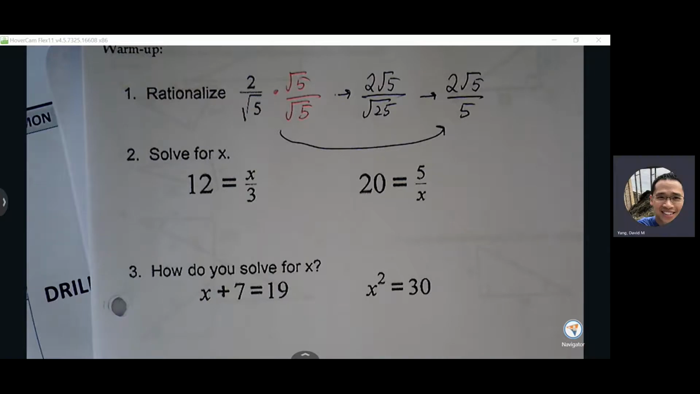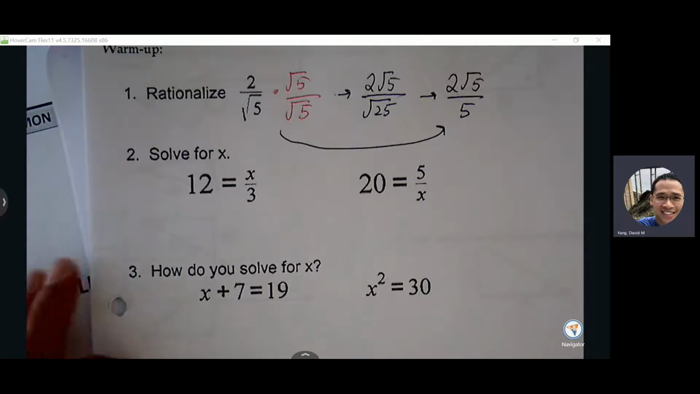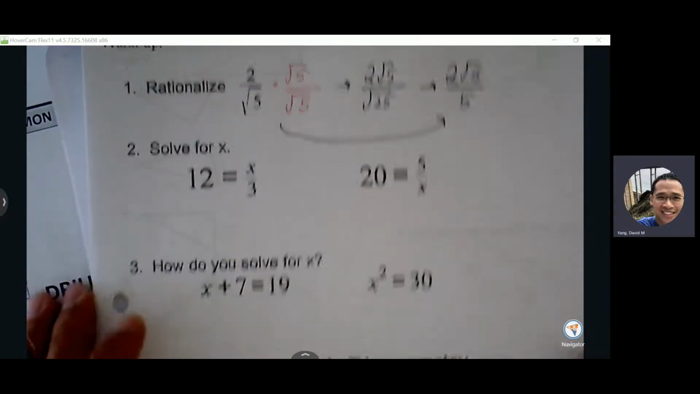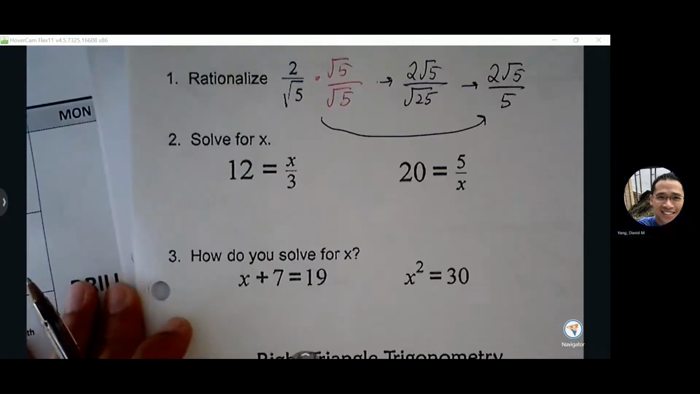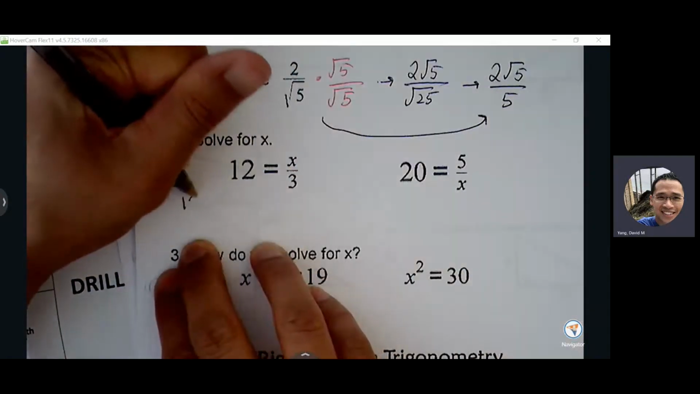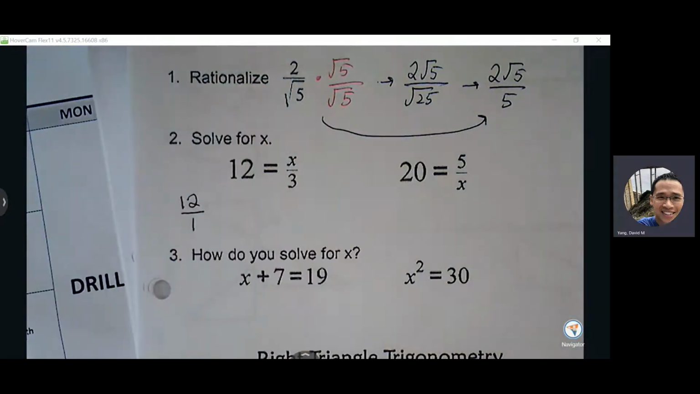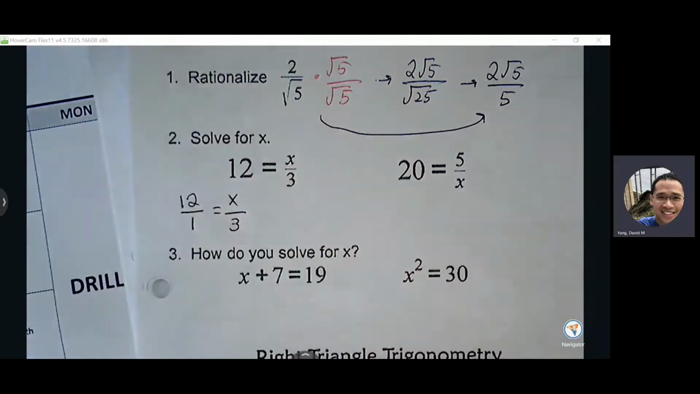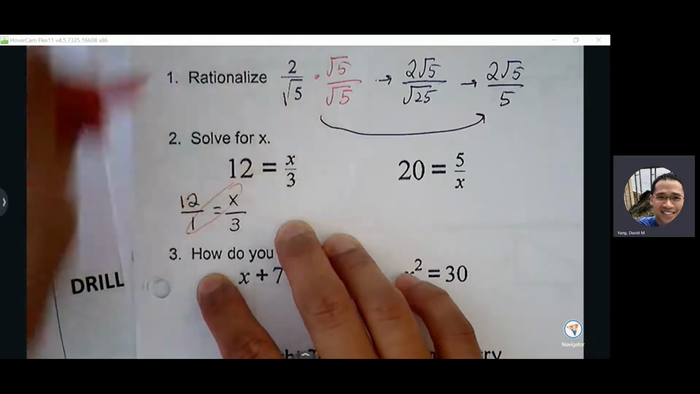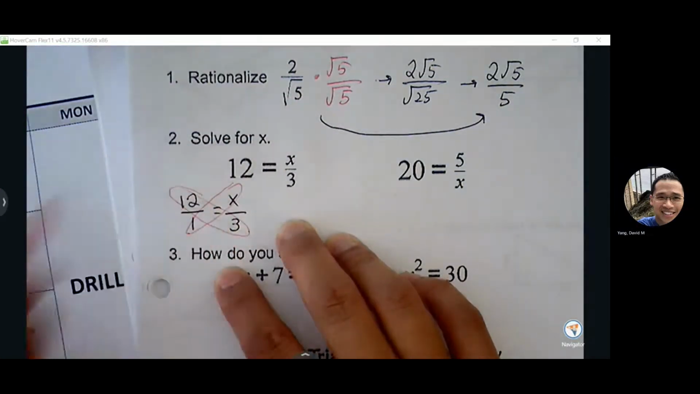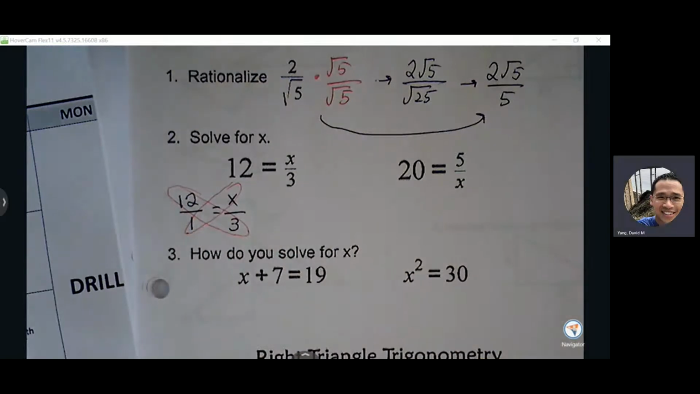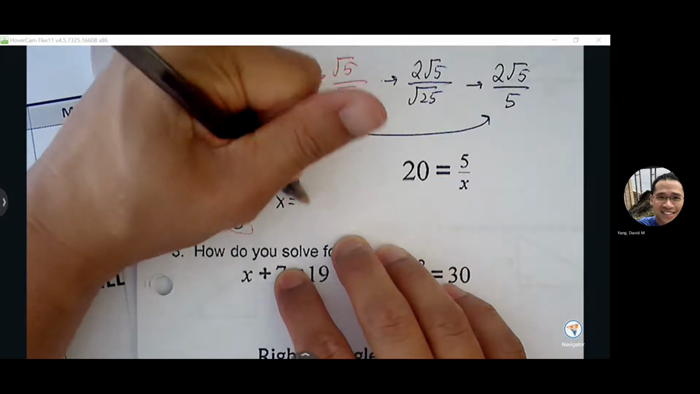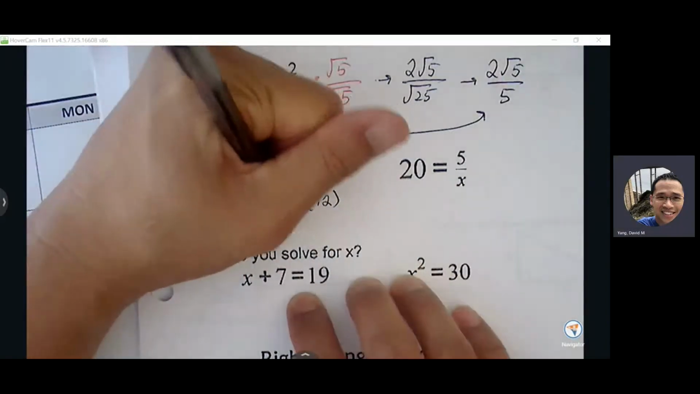Okay, solving basic equations. 12 equals x over 3. Anytime I see a value equal to another value, especially if there's a denominator involved, I like to force a denominator on both sides. I can always put a denominator under a whole number, right? 12 over 1 is equal to x over 3. Visually, I like this because I can just cross multiply. I can set the diagonals equal to each other. x times 1 is just x. 3 times 12 is 36. So x equals 36.